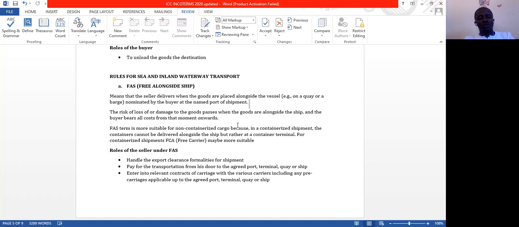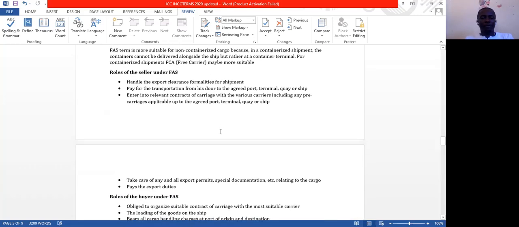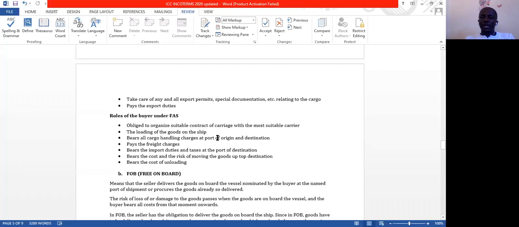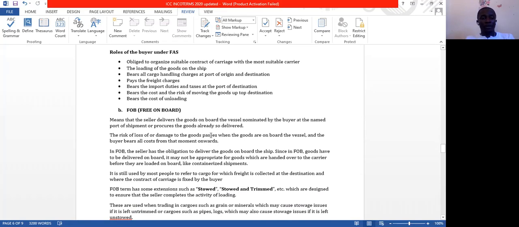What role does the seller perform here? Handles the export clearance formalities, pays for the transportation from his door to the agreed port terminal, will enter into the contract of carriage with the various carriers, including the pre-carriage, takes care of any and all the export permits, pays the export duties. What about the buyer?